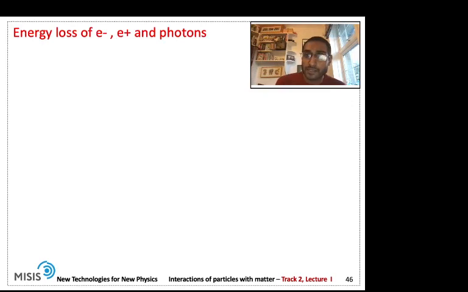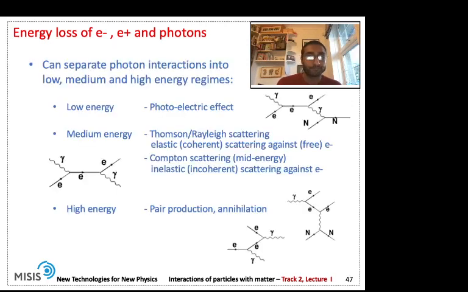Alright, so that brings me to the last topic I wanted to cover, which is the energy loss of electrons, positrons, photons. So let's go on and just do a quick survey of those types of energy loss. So one can separate photon interactions into a kind of low, medium and high energy regimes.